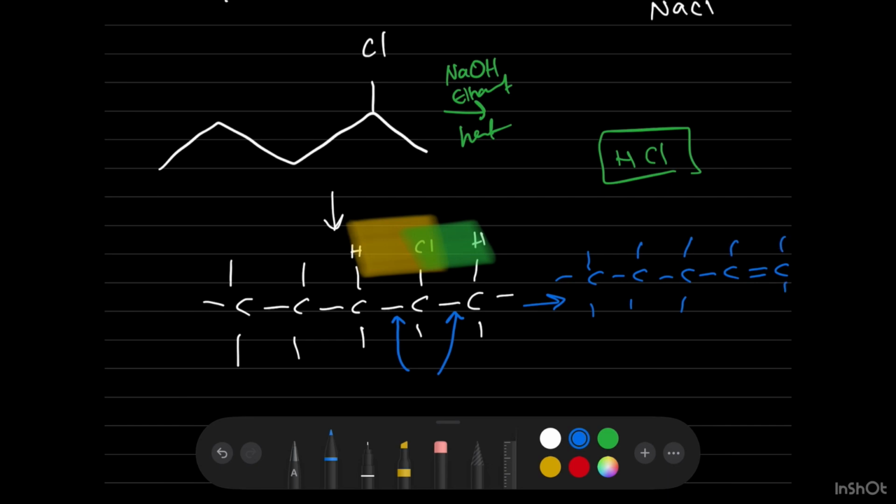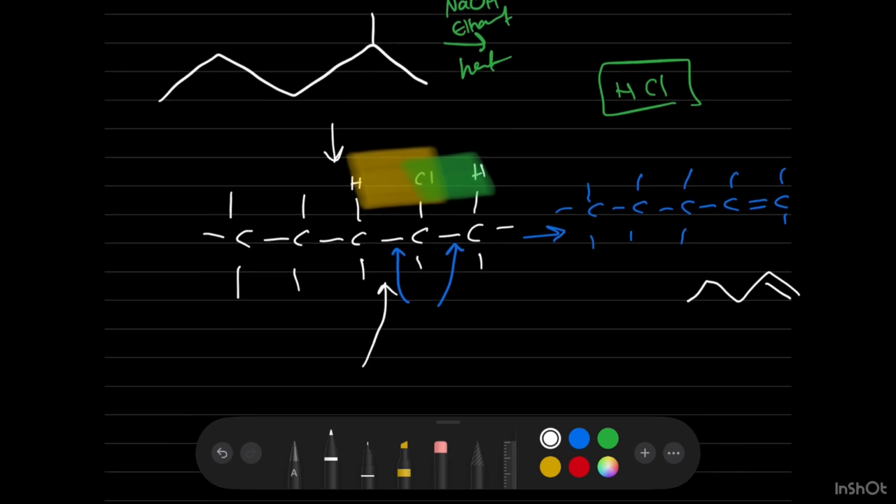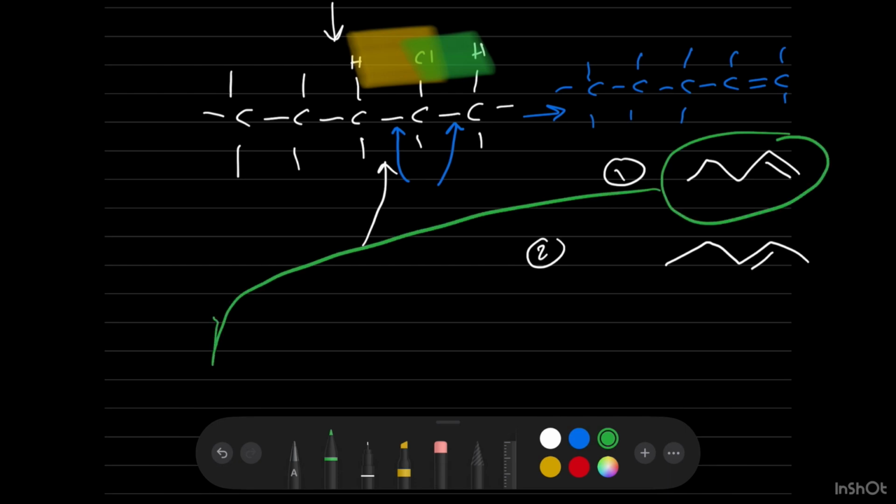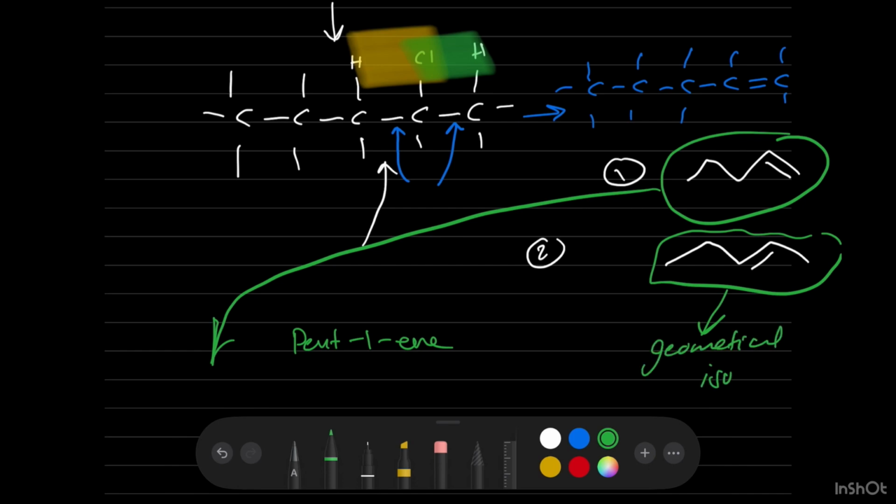Since we're dealing with a test, it's better to draw them in structural or skeletal formula. 1, 2, 3, 4, 5, and the double bond is on the first carbon. This is compound 1. In the second compound, you'll have a double bond between the second and the third carbon, so it becomes like this. If I ask you to name this compound, we can see that it's composed of 5 carbons and the double bond is on the first carbon, so it's pent-1-ene. But if I ask you to name the other compound, you can notice that it contains a geometrical isomer, whereas this one does not.